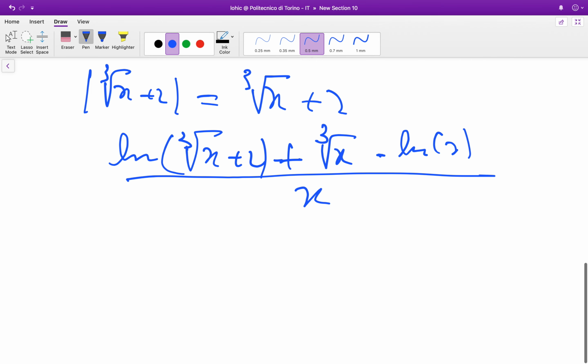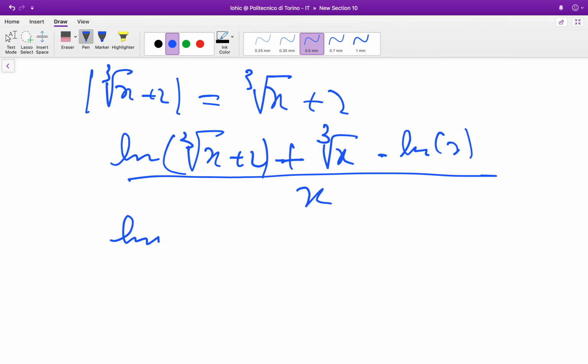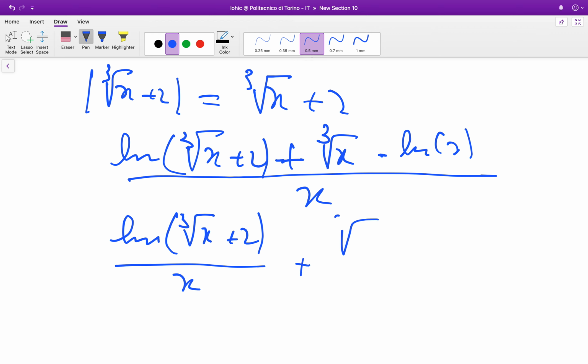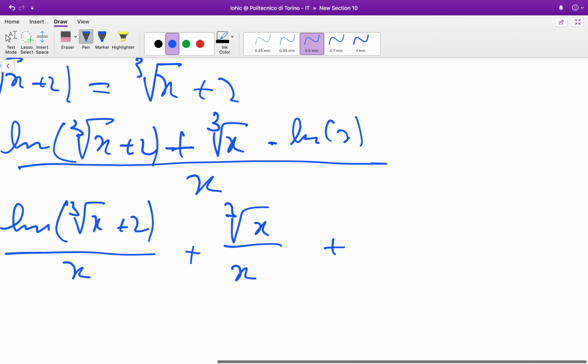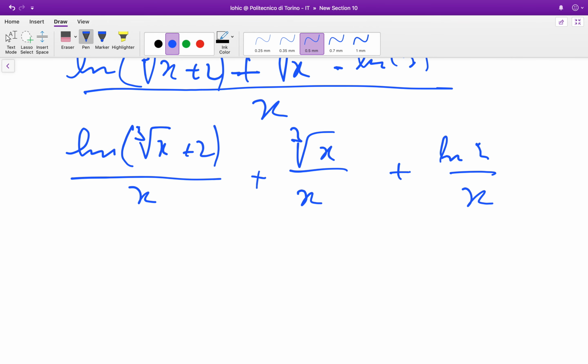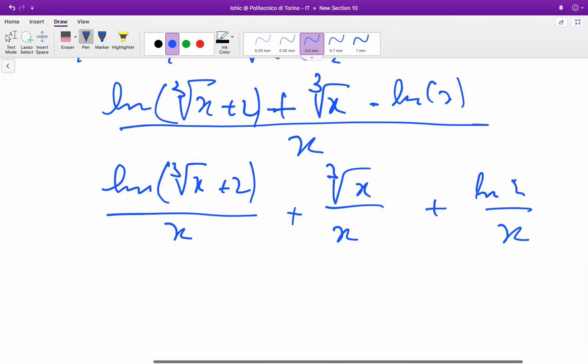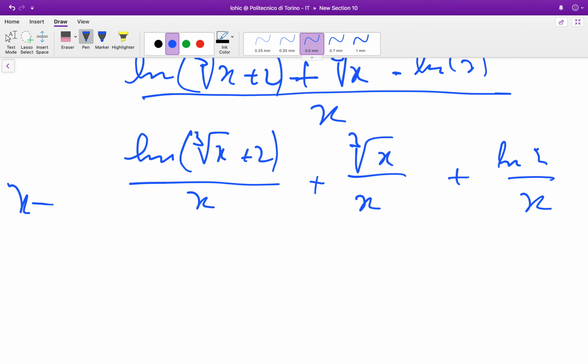Please note that I can split this limit into 3 parts. It will be the limit of the logarithm of the cubic root of x plus 2, divided by x, plus the cubic root of x divided by x, minus the logarithm of 2 divided by x. Now, I remind you that x is tending to 0.